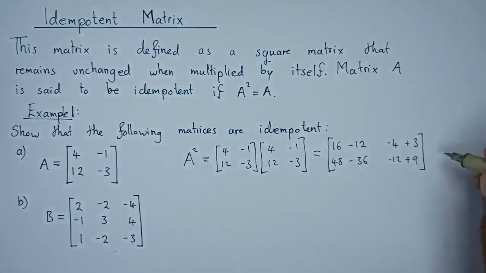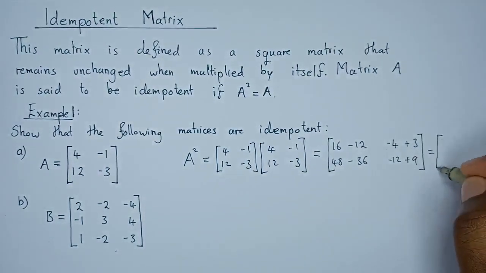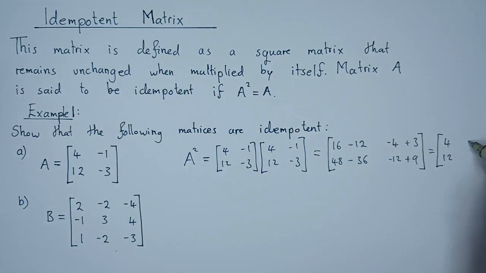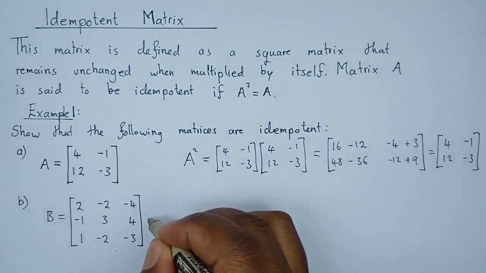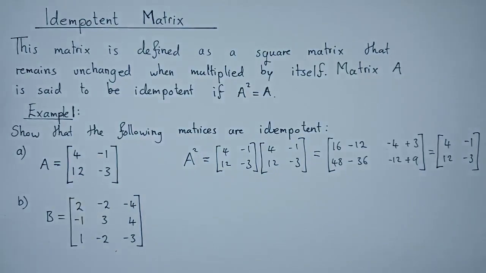Okay, so what does this result to? This gives us 4, 12 here. Here we have -1. Here we have -3. So you can see that the result that we're getting is the same matrix A multiplied by itself. This concludes that this matrix is idempotent. Now, remember, we're talking about square matrices. This time around, we have a 3 by 3. Let's see how we can prove that this matrix is idempotent.